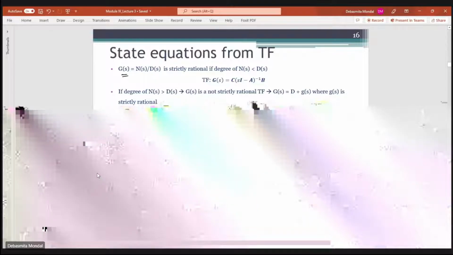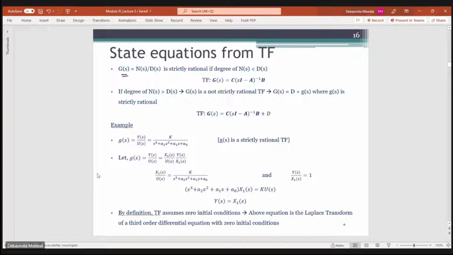From this equation, you can write that K into U(s) will be equal to this polynomial multiplied by X1(s), and similarly for this one you get Y(s) equal to X1(s). If you remember, the transfer function assumes zero initial conditions. Since we have derived these equations from the transfer function itself, this is the transfer function of a third order differential equation with zero initial conditions. You see that the highest power of s is 3, so this will be a third order differential equation, and since we are talking about the transfer function, the initial conditions will be 0.